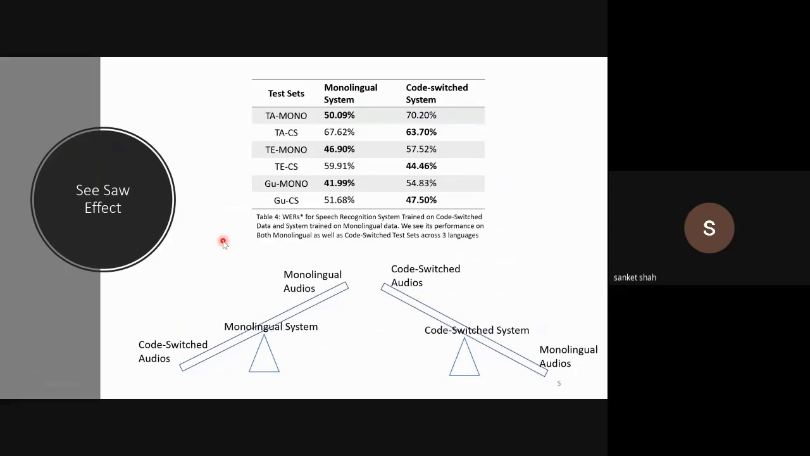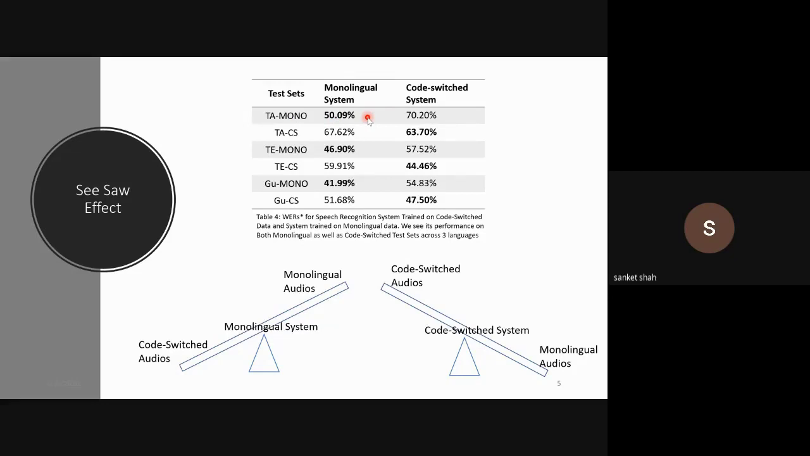So just summarizing the problem in this slide, it's like a seesaw effect, as you saw. If you train a system on monolingual data, it performs well on monolingual audios, while it performs poorly on code-switched audios. And when you train a system on code-switched audios, it performs well on code-switched audios, while the performance is bad on monolingual audios, which is pretty obvious to us, right? As you see in the numbers in table 4, the code-switched speech recognition systems are doing well on code-switched test sets. Here TA means Tamil, TE means Telugu, and GU means Gujarati. These are the three languages we have tested our systems on, and MONO means monolingual and CS means code-switched. So we see that the code-switched systems perform better than the monolingual ones on code-switched test sets, while the monolingual system performs better on monolingual test sets than on code-switched test sets.